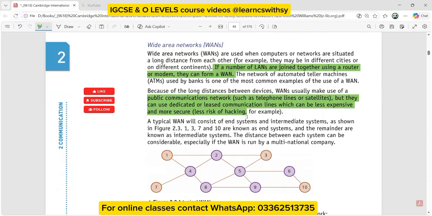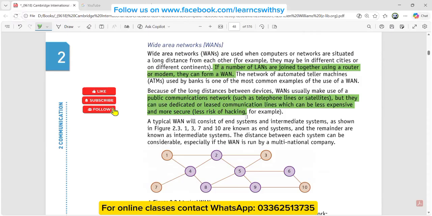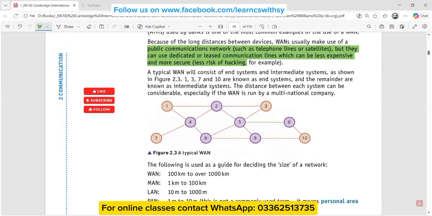So this is a very comprehensive discussion about WANs, and the number of points that you write is based on the number of marks. Remember the large geographic area, and remember LANs joined together to form a bigger WAN, that's going to be correct. You can even talk about it making use of public communication networks like telephone lines, that's also going to give you marks. And using a dedicated leased communication line for security is also going to give you marks. So some decent marks are going to be gained if you pay attention to these things.